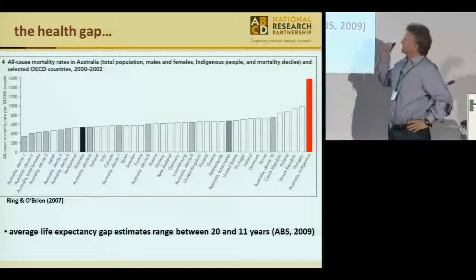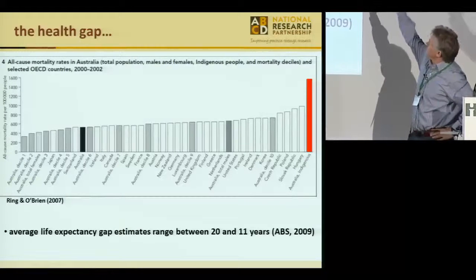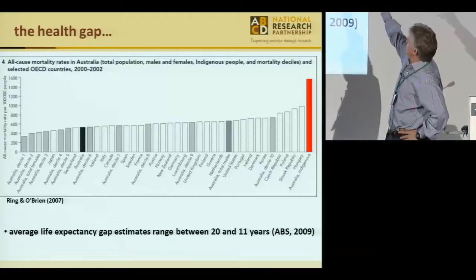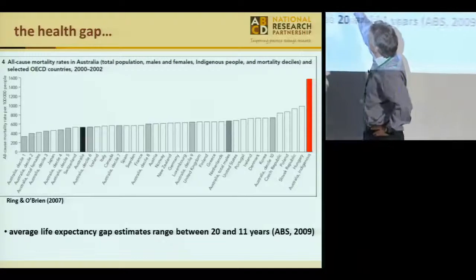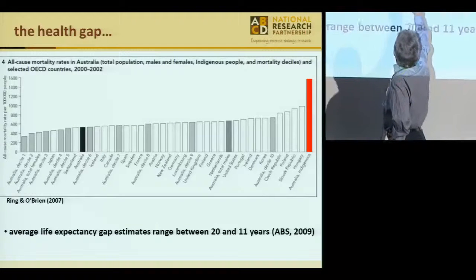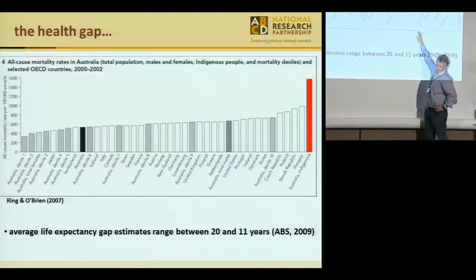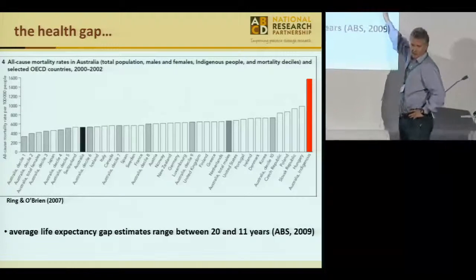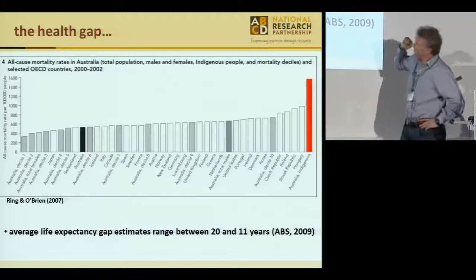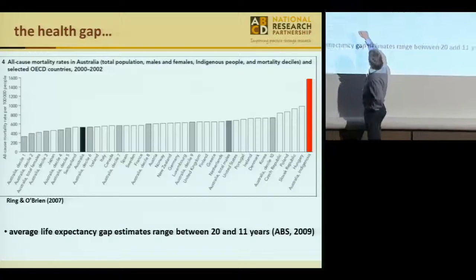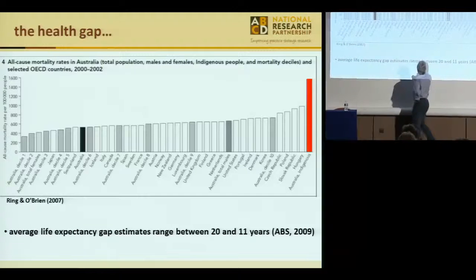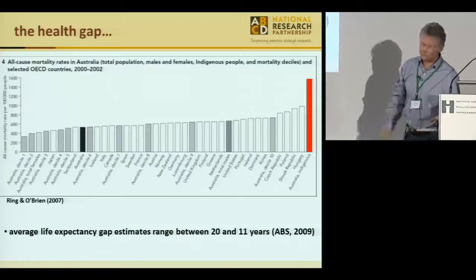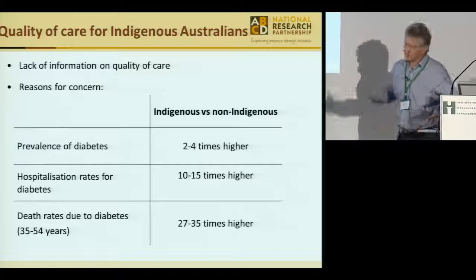Just to illustrate health disparities, this on the right-hand side you can see is the all-cause mortality rate for Aboriginal people in Australia. The 10th decile for Australia is here. So overall, that's the 10% of general Australian population with the worst mortality, and it is about half of what we see as the mortality for Aboriginal Australians. And you can see over here, if we just go to the fifth decile, the mortality for Aboriginal Australians is about four times higher than the average or the fifth decile for the general population. Just gives you some idea of the disparities.